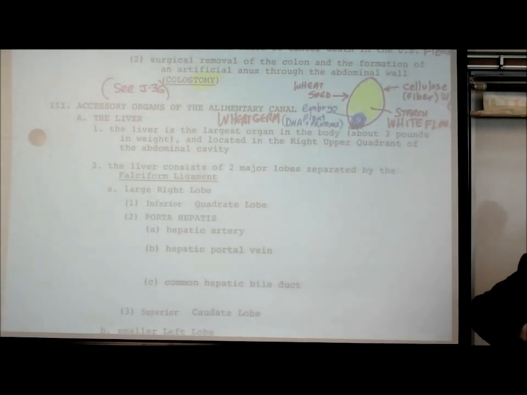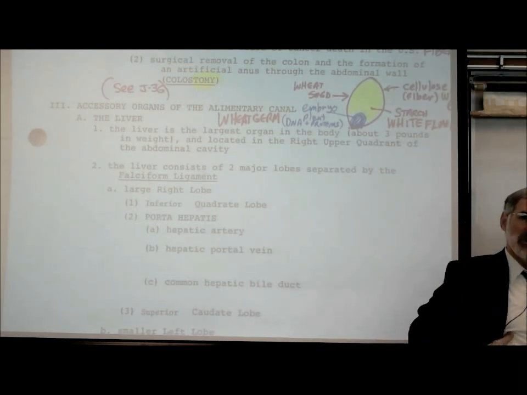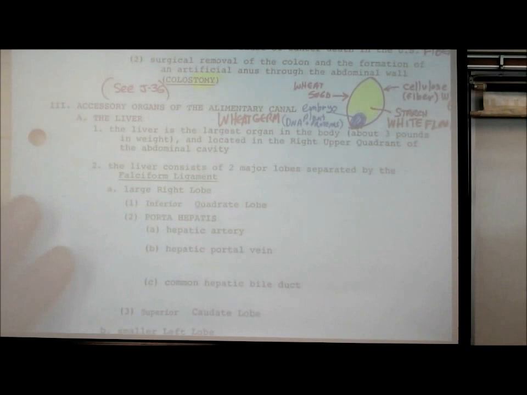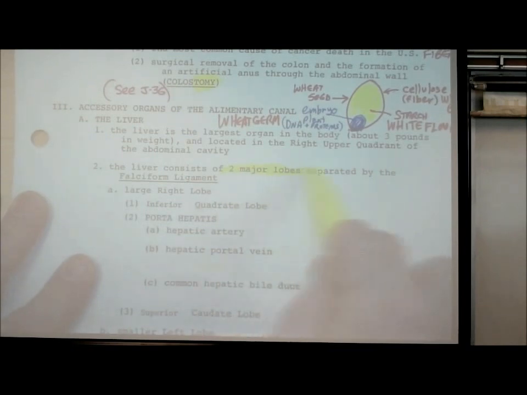Why don't you feel your own right upper quadrant? All right? Just feel it. Because if that's enlarged or if it's painful, then there's a problem in the liver. Now, we wrote that the liver consists of two lobes, two major lobes, separated by what's called the falciform ligament.